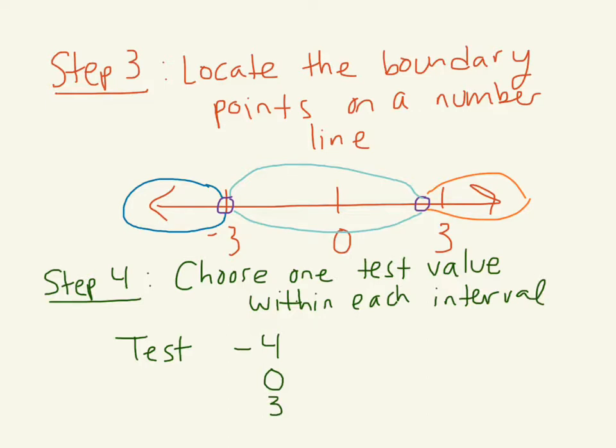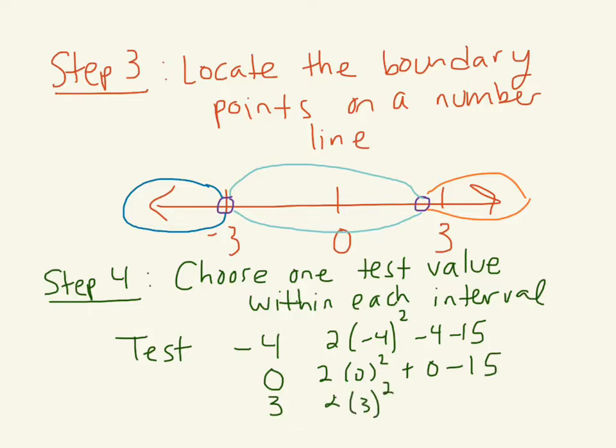Okay, what do I mean by test? I mean substitute it into the polynomial and see what you get. So for -4, that would be 2 times -4 squared minus 4 minus 15. For 0, that would be 2 times 0 squared plus 0 minus 15. And for 3, that would be 2 times 3 squared plus 3 minus 15. Okay. And what we're looking for here is the signs of our answers.